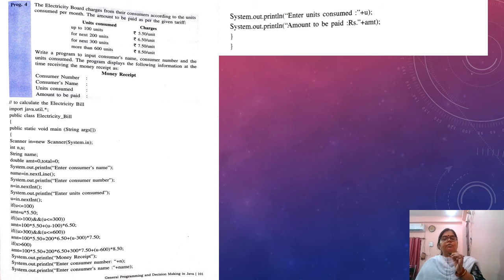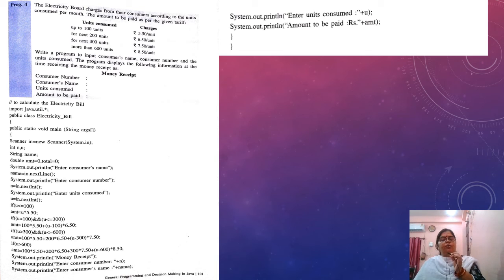Now this is your next program. This type of program comes in your board exam. Okay, we also say that this is slab programming. This is a programming of multiple if. Okay, it means there are four slabs, one, two, three, four. Then we have to put four ifs here.